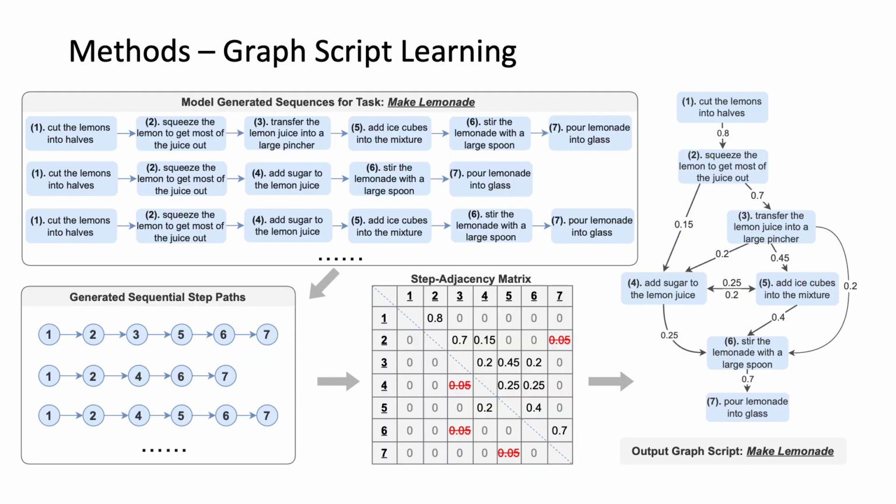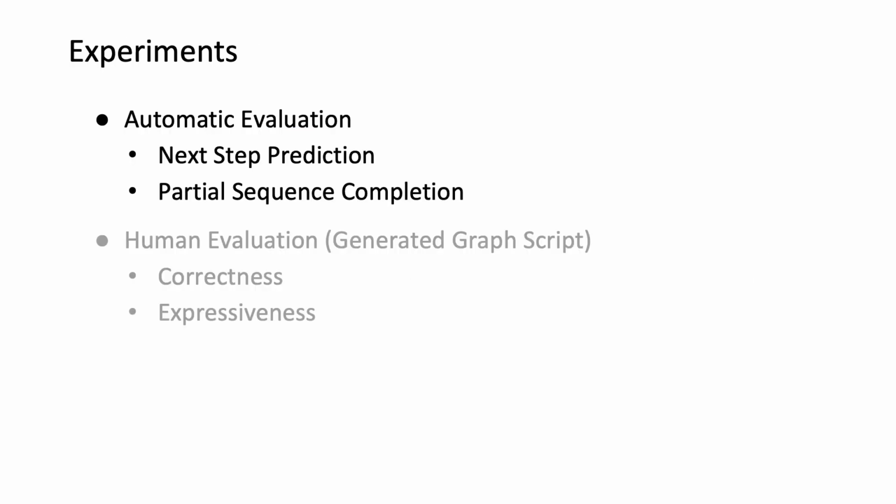After the model is fully trained, we implement step-level constraint decoding to generate a large number of step sequences. Together, they are decomposed into a step adjacency matrix and filtered by a probability threshold. The final results can be easily visualized into a non-sequential probabilistic graph script.